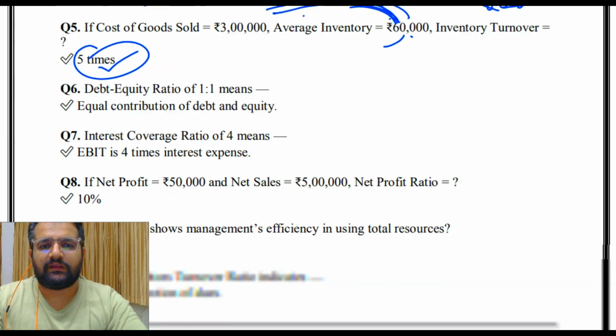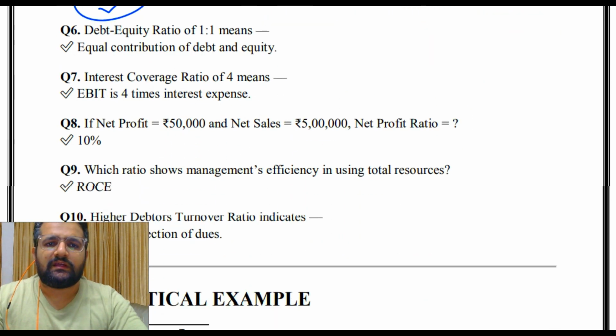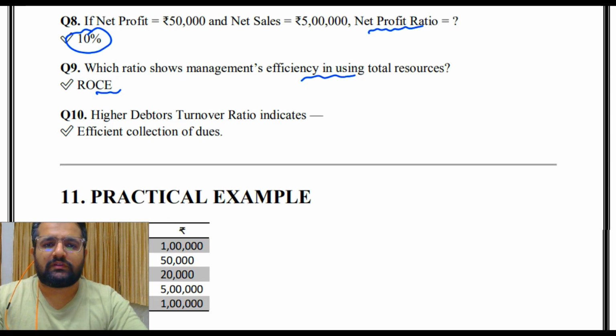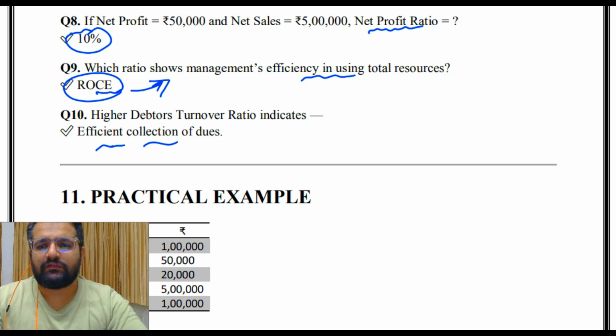Then debt equity ratio of 1:1 means equal contribution of debt and equity. Interest coverage ratio of 4 means EBIT is 4 times interest expense. If net profit is equal to 50,000 and net sales is 5 lakh, net profit ratio is 10%. Which ratio shows management efficiency in using total resources? ROCE. What is the full form of this ROCE? We have seen it just now twice. Higher debtors turnover ratio indicates efficient collection of dues.